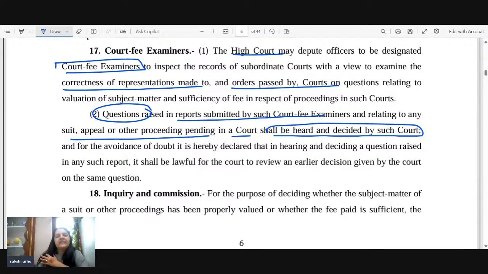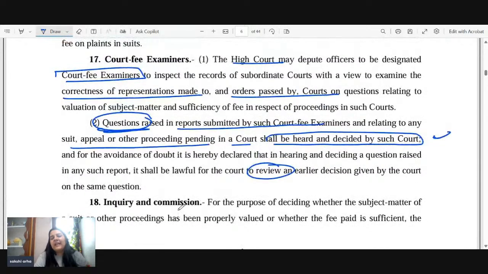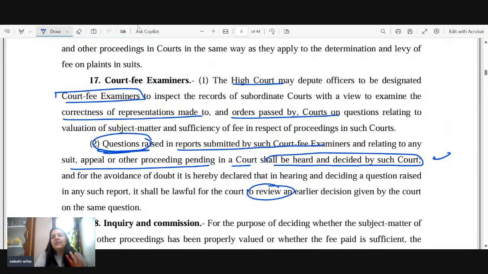Okay, it will be heard and decided by the high courts, and also it can be reviewed and reheard by the court. Okay, so it shall be lawful for the court to rehear on any earlier decision given by the court on the same question. तो अगर इस question पे if any decision is given by the high court, it can review the same decision. Okay, so this is court fee examiner, section 17 आप याद रखना, under which section court fee examiner is appointed, deputed. Section 17 is the answer.